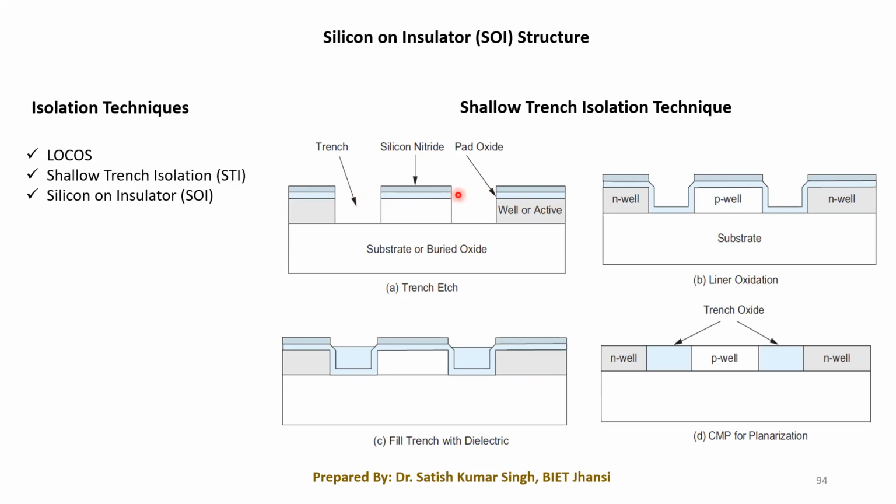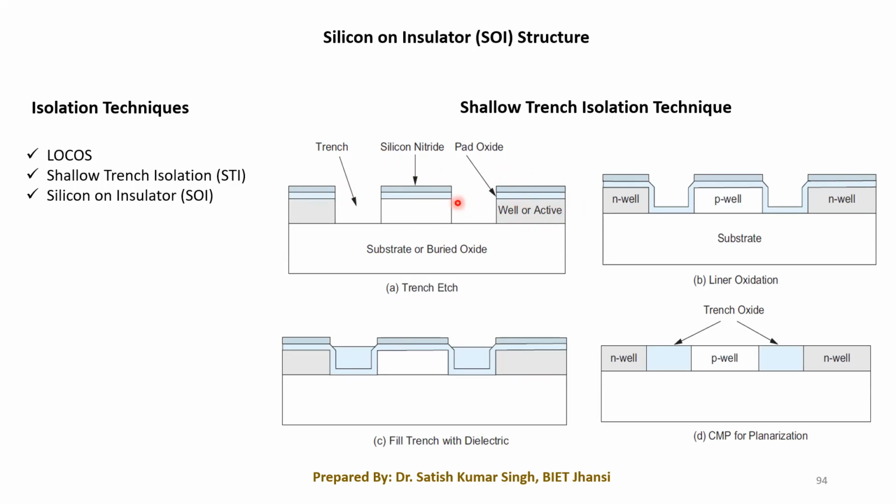So here we have a complete substrate, and within this substrate we have performed the doping, and by doping we have grown the wells: N well here, P well over here, then the N well here. This is covered with the pad oxide and one layer called silicon nitride, which is acting like a mask. So we have grown these two layers.